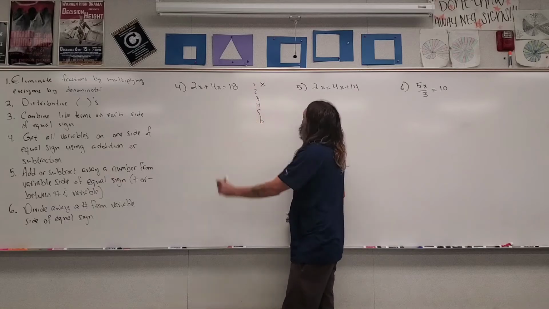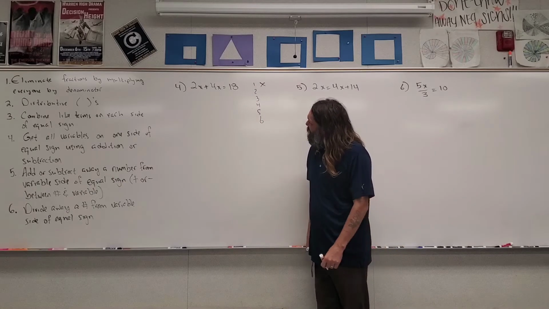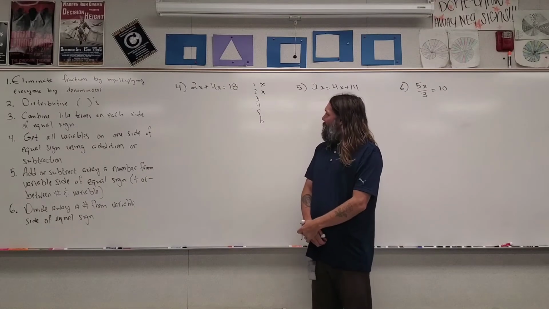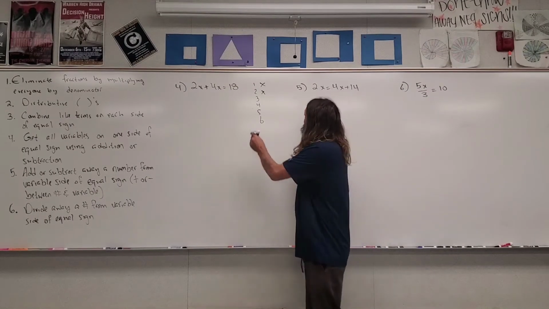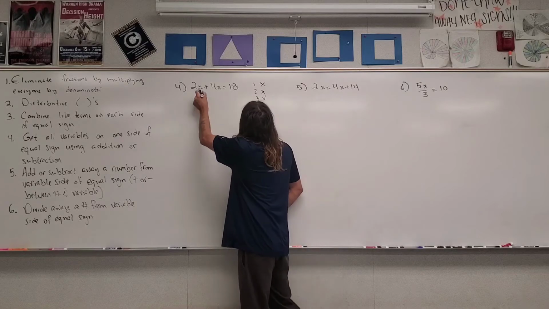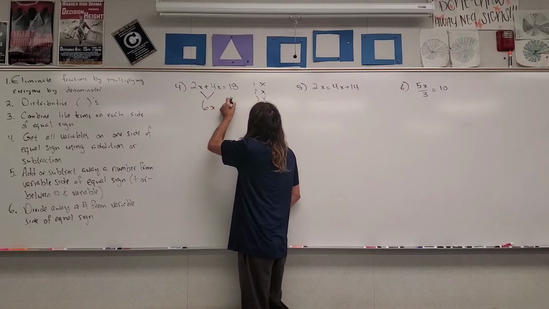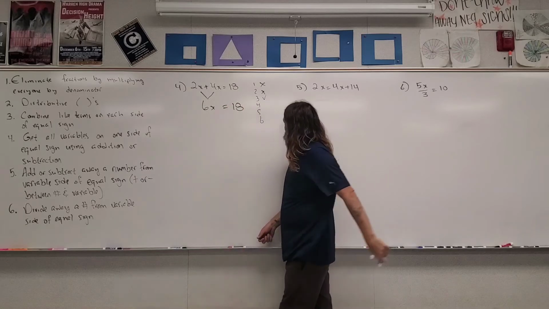No, I do not. Do I have parentheses so I can distribute? No, I do not. Can I combine like terms on each side of the equal sign? With this one, I can. I can put together 4x and 2x, and that gets me to 6x. And 6x is equal to 18.